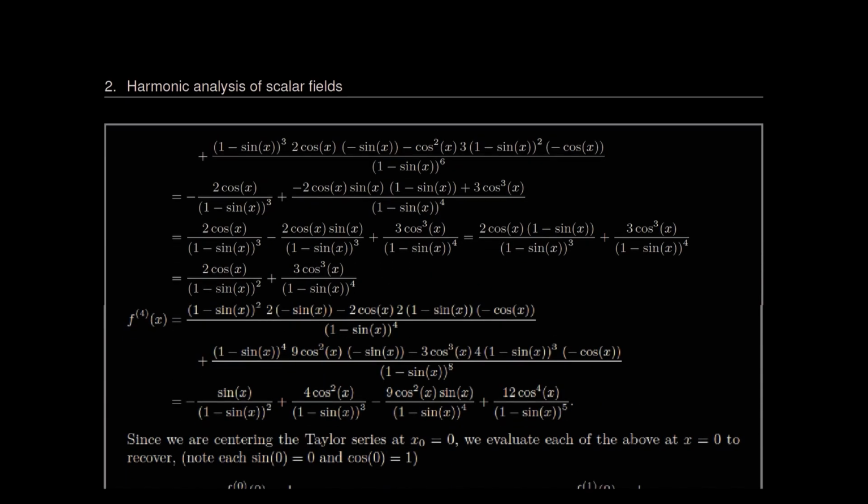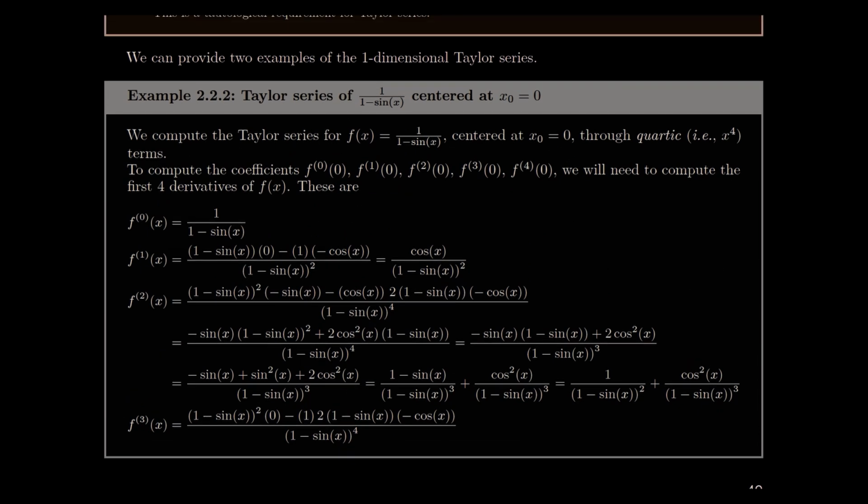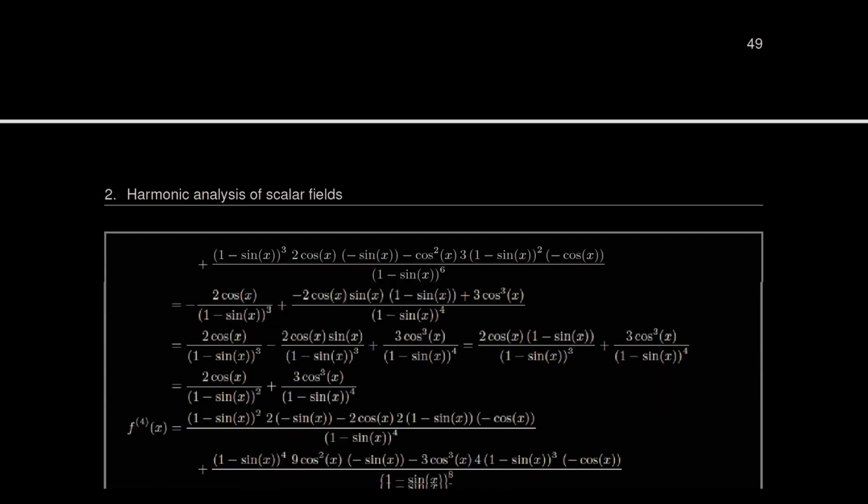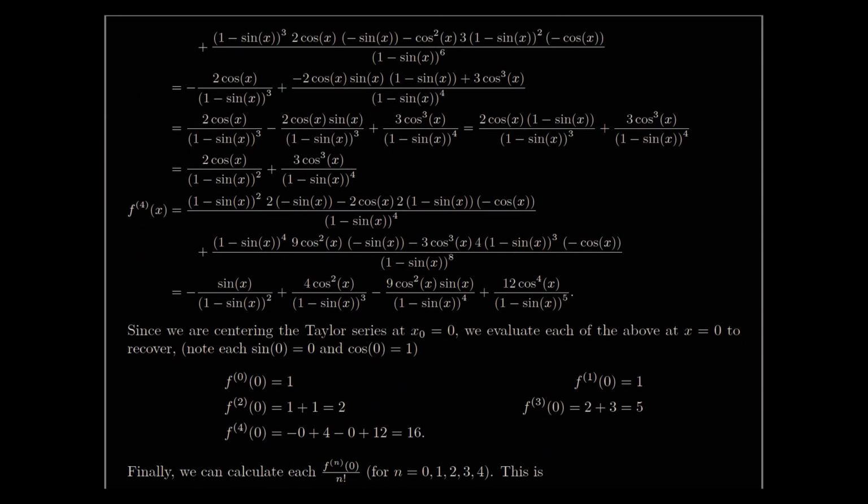But the important thing is that I've computed my 4 derivatives of f. If I'm going through quartic terms, what I need to do is evaluate them. So I evaluate the 0th derivative at 0, the first derivative at 0, the second at 0, the third at 0, and the fourth at 0. Recall I'm evaluating at 0 because the center is 0. That's where we evaluate everything. Sine of 0 is 0 and cosine of 0 is 1.